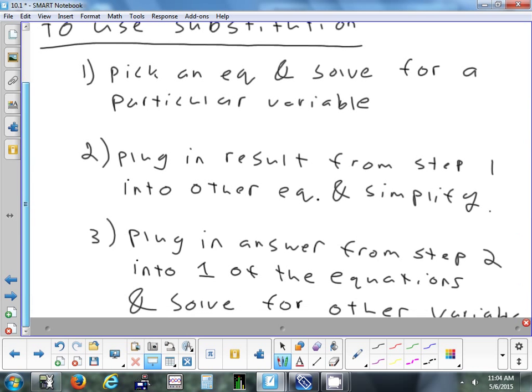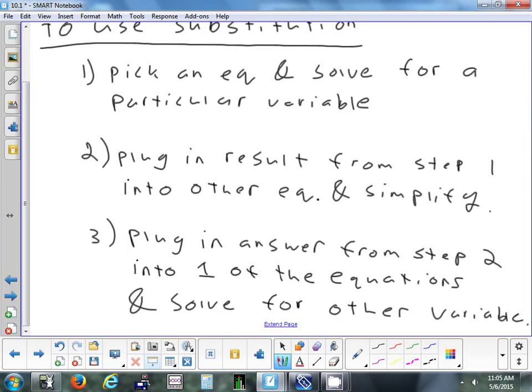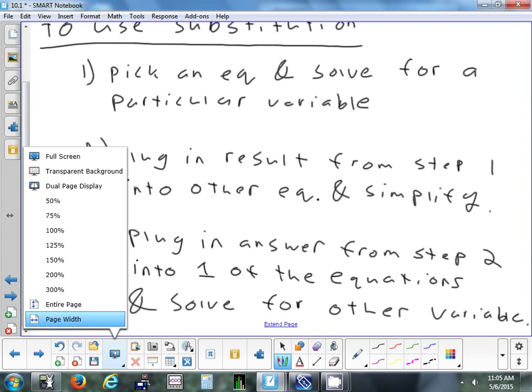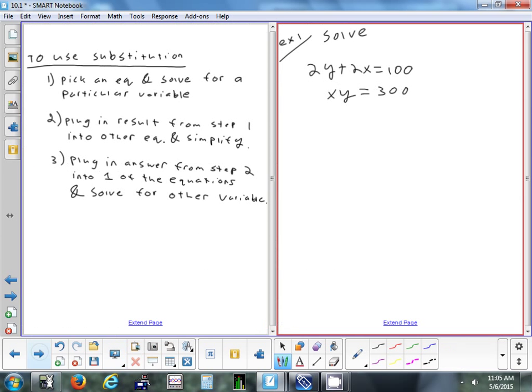Once you figure out one of them, take that answer, you're going to plug it back into one of the original equations, and then get the other variable. Okay, so those are the basic steps with substitution. So let's compare these steps to how we would do the problem we just had. I'm going to stick with L's and W's.